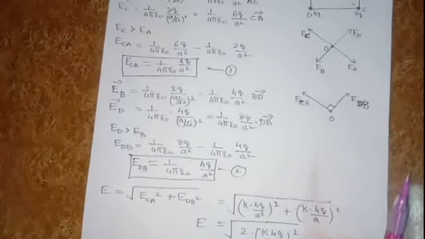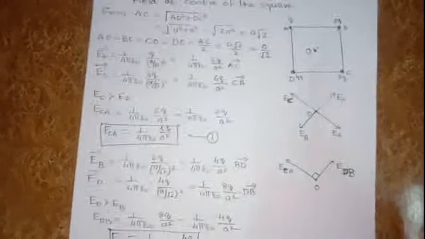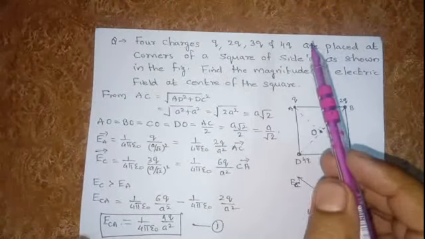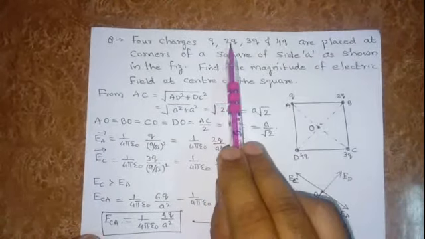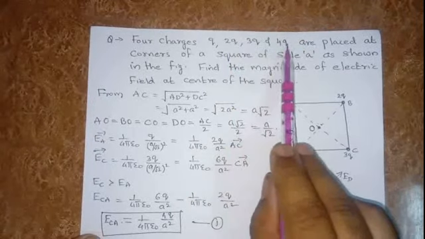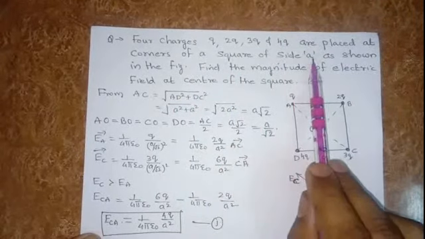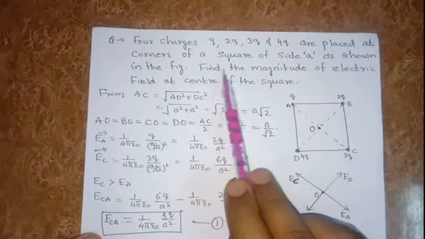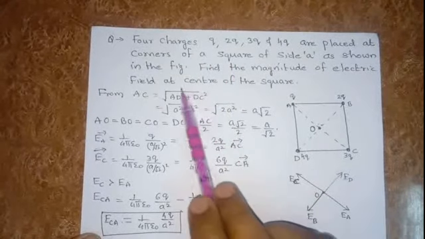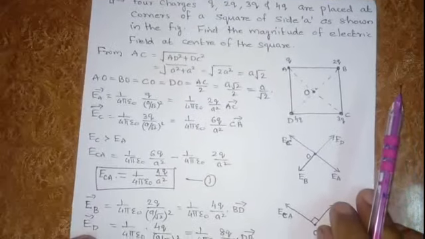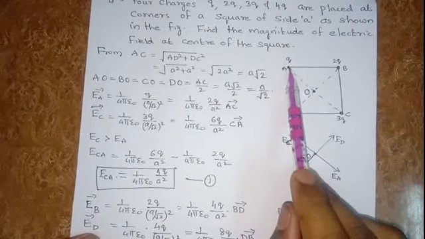Let us study one more problem. 4 charges Q, 2Q, 3Q and 4Q are placed at the corners of a square of side a as shown in the figure. Find the magnitude of electric field at the center of the square. So this is the question. Let us draw the situation.